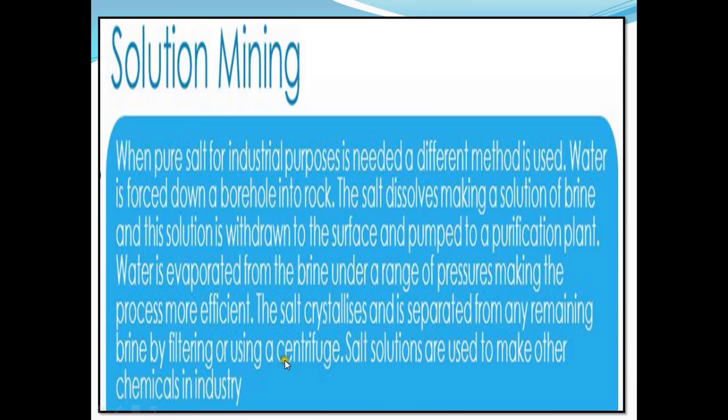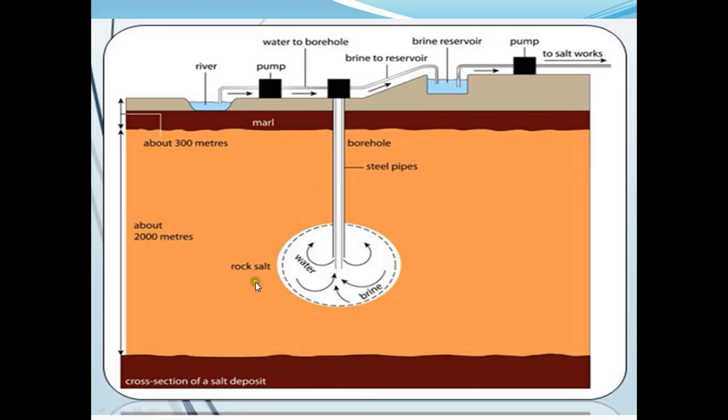And hence we get salt solutions that are used to make other chemicals in industries. So for industrial purposes we can use such kinds of instruments where we get the salt. From the river, the water is pumped here, and this is the water to borehole. This is the borehole, where you can see the steel pipe inside, and this is the brine, or the salt solution of water.